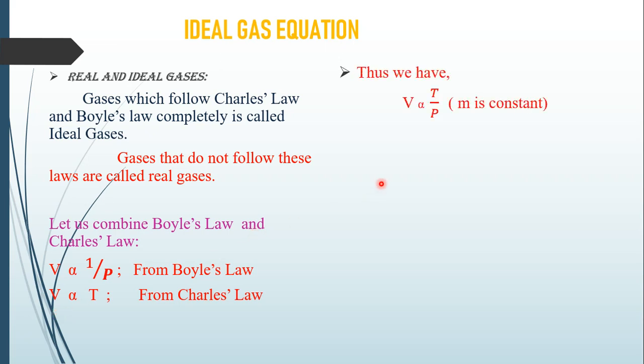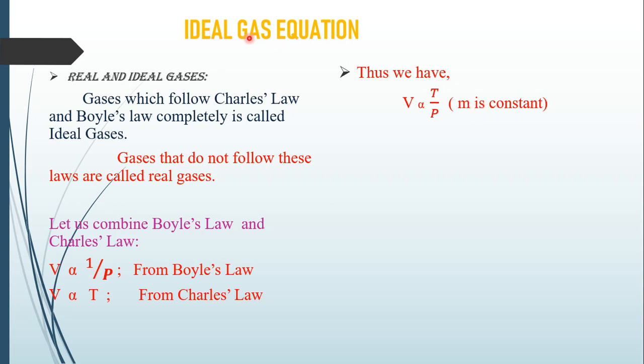Now, from the principle of joint variation, since V is inversely proportional to P and directly proportional to T, we can write V is directly proportional to T by P when M is kept constant. Remember, the mass of a gas is always kept constant. In one case the temperature was constant, and in the other the pressure was constant. Now both of them are varying, temperature and pressure. Only the mass is constant.